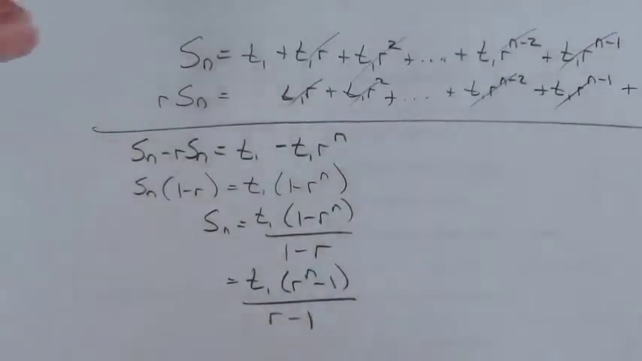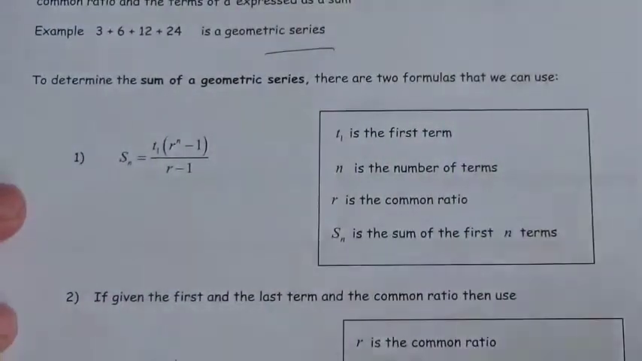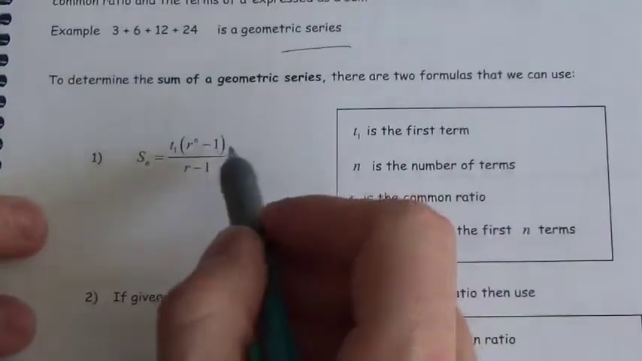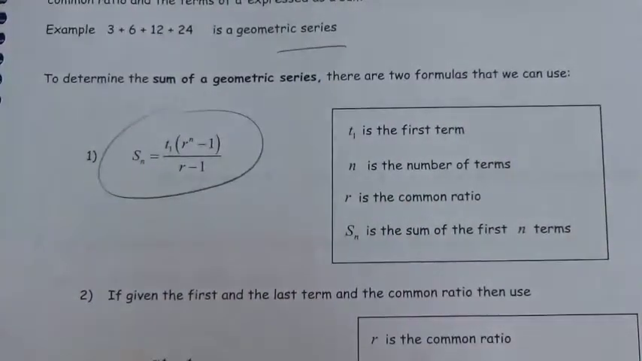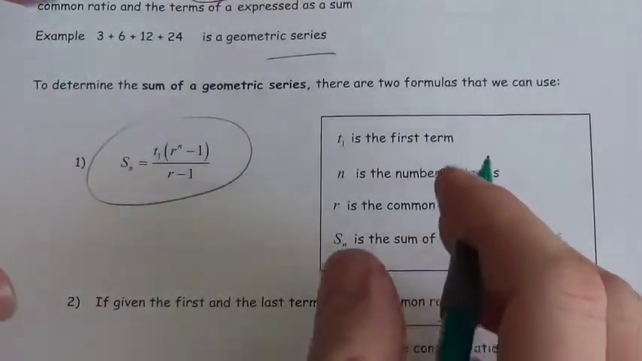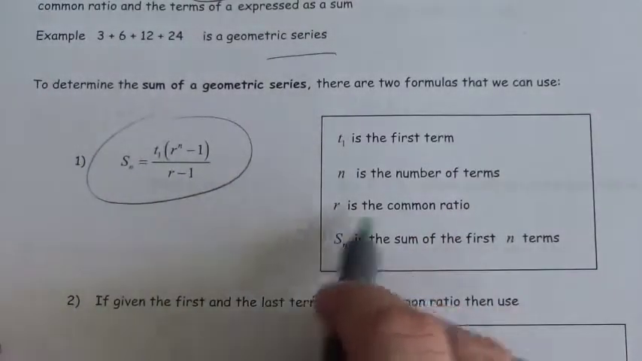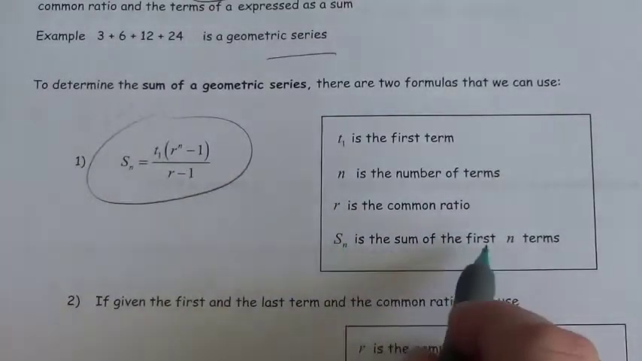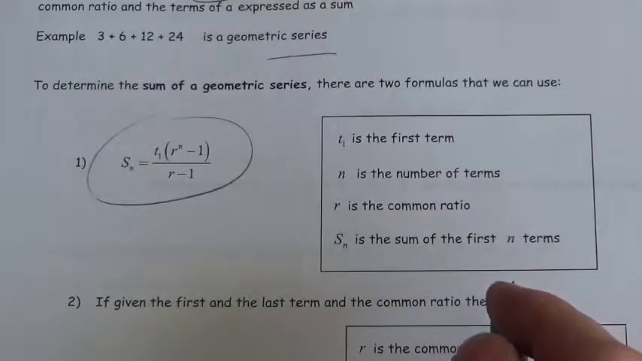Okay? Anyway, when I go back to my workbook here, you'll see that that's exactly what we've got written here. So T1 is the first term, n is the number of terms in this finite series, r is the common ratio, and Sn is the sum of the first n terms.